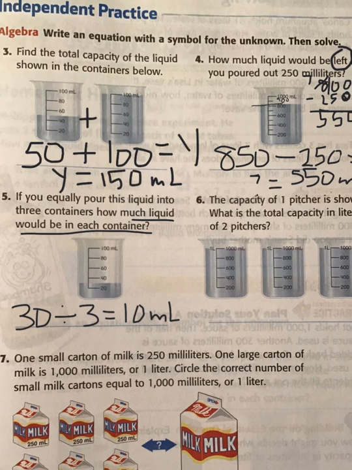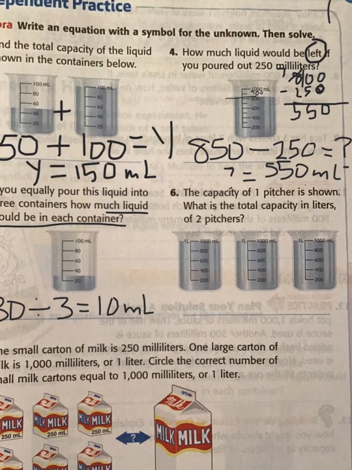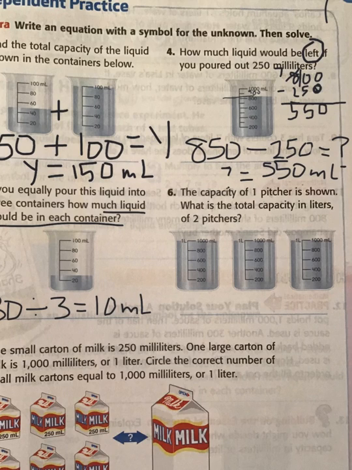Okay, number 6. The capacity of one pitcher is shown. What is the total capacity in liters of two pitchers? Okay, so I'm gonna read this one again because I need to really figure out what they're asking me. It says the capacity of one pitcher is shown. What is the total capacity in liters of two pitchers? So what I think they're saying is this whole thing is one pitcher. So if this is 1 liter, and this is 1 liter, and this is 1 liter, how many liters is one pitcher? Well, one pitcher is 3 liters, right?